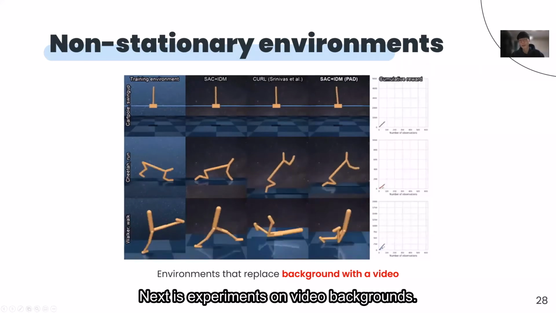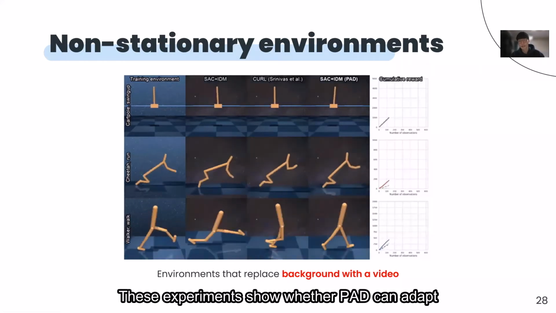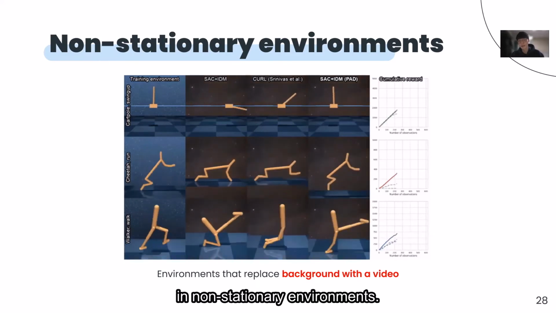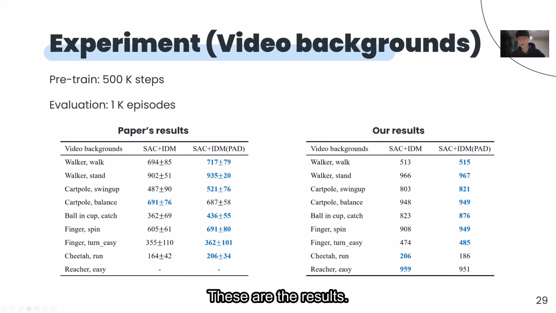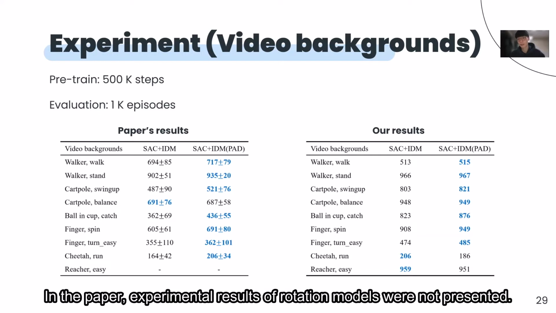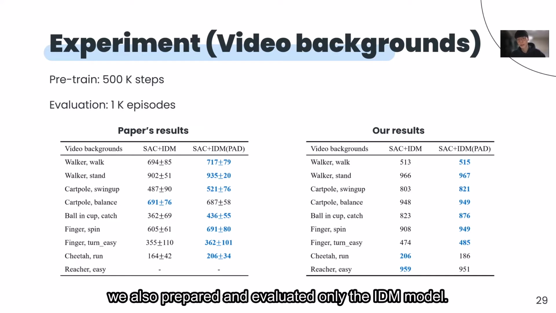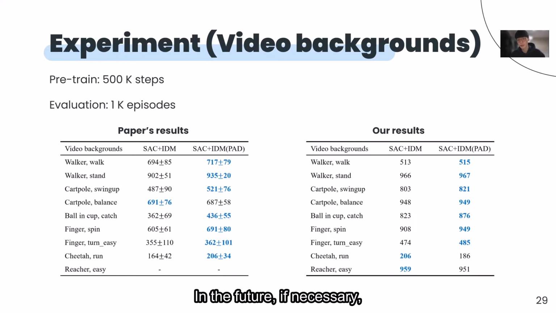Next is experiments on video backgrounds. These experiments show whether PAD can adapt in non-stationary environments. These are the results. In the paper, experimental results of the rotation models were not presented. Therefore, for comparison, we also presented and evaluated only the IDM model. In the future, if necessary, we will also test the rotation models.